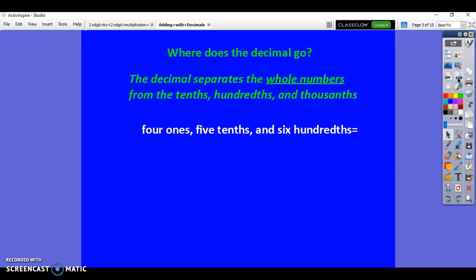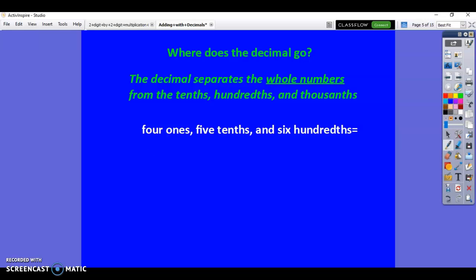All right. Where does a decimal go? The decimal separates the whole number between the ones place and the tenths place, from the tenths to the hundredths through the thousandths. So in your journal, for a warm-up, I want you to create the number that looks like 4 ones, 5 tenths, and 6 hundredths. So take a moment, and in your notes, I want you to create that.